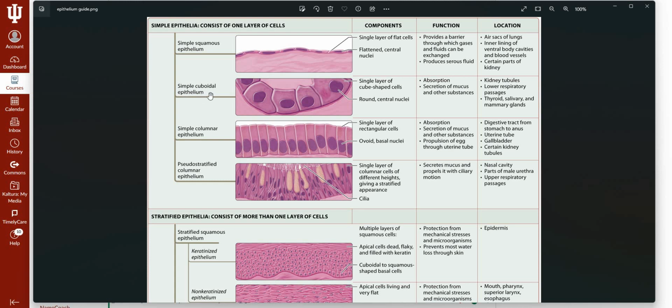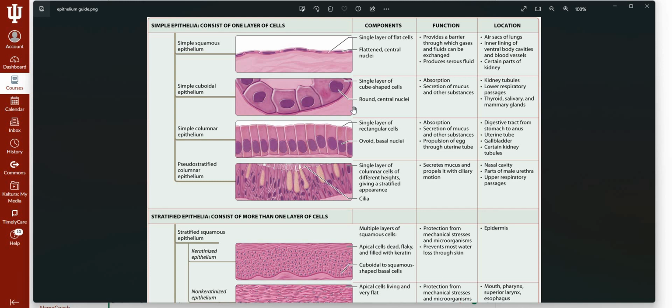So next tissue is simple cuboidal. Based on the name, we know it's a simple single layer, and then the shape of the cell is going to be roughly cube-shaped or cuboidal. So this will not always be perfectly cube-shaped on your slides. So you want to look at kind of the length to width ratio here. It's roughly equal versus where the squamous epithelium is really flattened. They're much longer than they are tall. So cuboidal, much more round or cube-shaped.